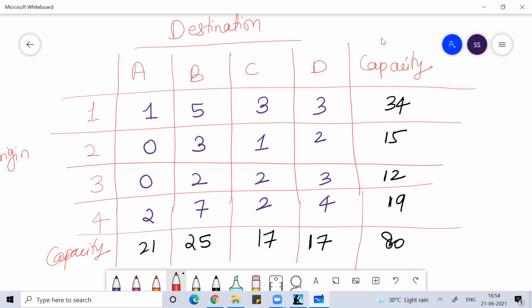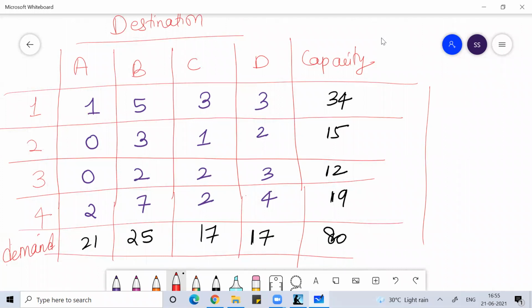The first thing you need to do is make sure that the total sum of supply is equal to the total sum of demand. So if you see the total sum of supply, this is 34 plus 15 plus 12 plus 19, 9 plus 2, 11. Okay, it's given only 80 on both sides, right? So I don't think we need to do that because it's already given in the problem. So no need to do that.